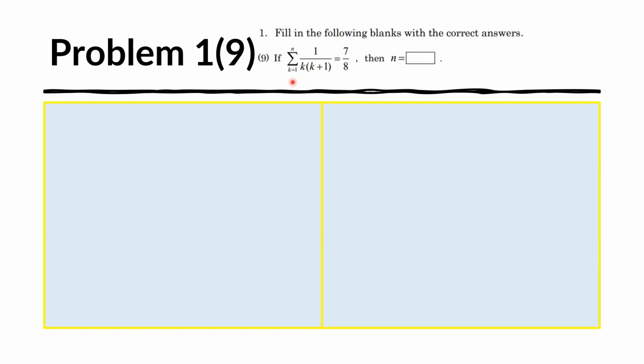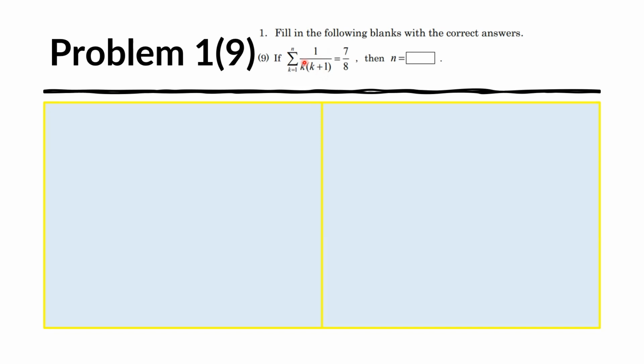For the 9th question, we are asked to find n, such that if we sum this expression from k equals 1 to k equals n, the sum is 7 over 8. Now, for these kinds of problems, I noticed that when you have something like this, we can actually decompose this into two terms, such that we will get a telescoping sum. So this is what I mean. First, let's decompose this into two terms.